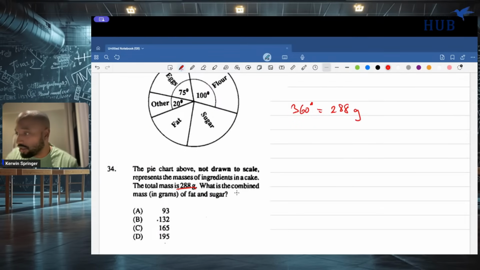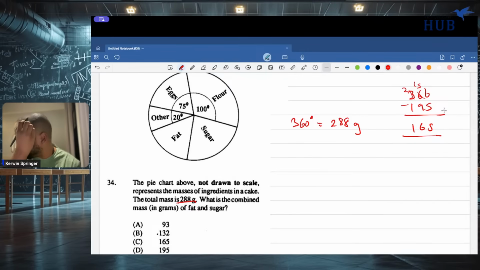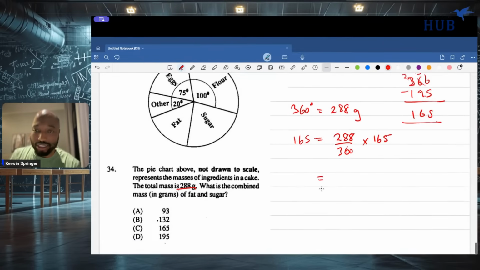You go and sleep. What is the combined mass in grams of fat and sugar? Fat and sugar will be the remainders. So there's 195, right? So let's say 360 minus 195 to get the fat and the sugar. So 165, all right, 165 it is. So we're trying to figure out what 165 is. So if 360 is 288, 165 is going to be 288 divided by 360 multiplied by 165. So it's just a matter of breaking down that and seeing what happens.